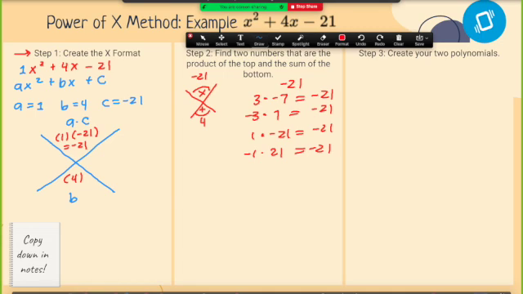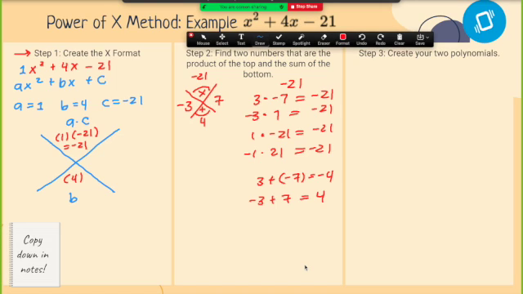Now we want to find a pair that would give me 4. So right here, if I have 3 plus negative 7, that equals negative 4. We're close, but we need a positive 4. So let's look at negative 3 plus 7. That would give us positive 4. So we know that our numbers here have to be negative 3 and positive 7.